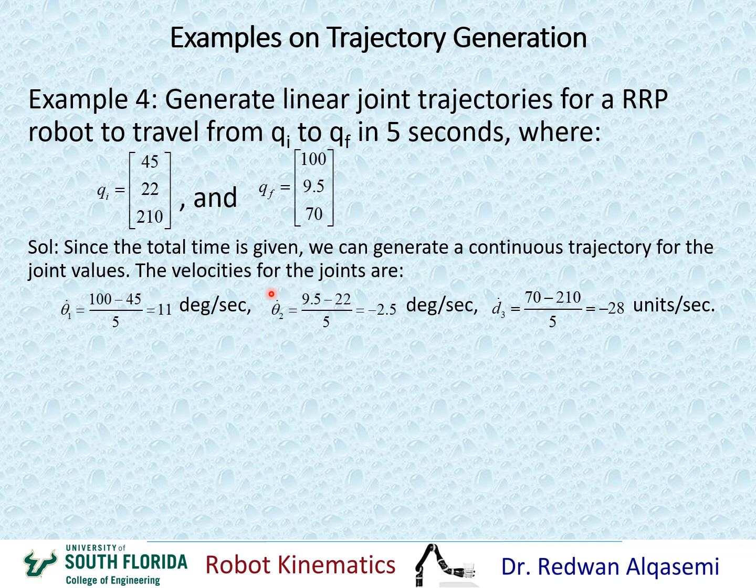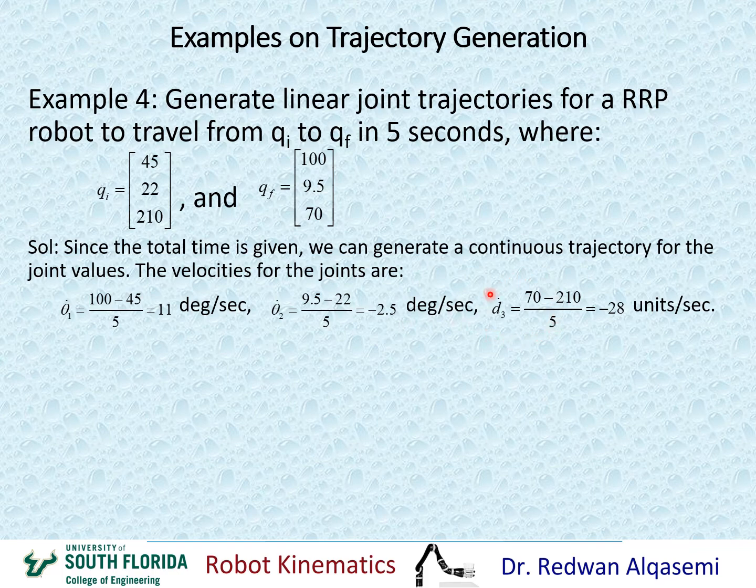For the velocity of the second joint, theta 2 dot equals theta 2 final minus theta 2 initial. Again, both of them are given here. This is theta 2 final and theta 2 initial. And I divide this by the total time, which is 5 seconds. And that would give me negative 2.5 degrees per second.